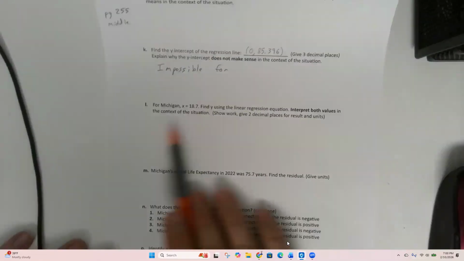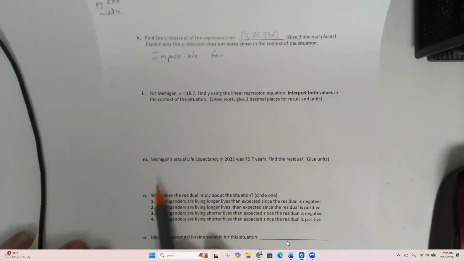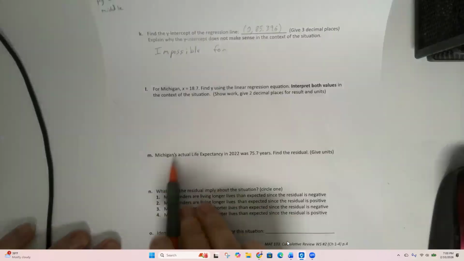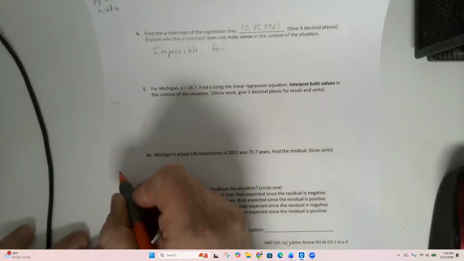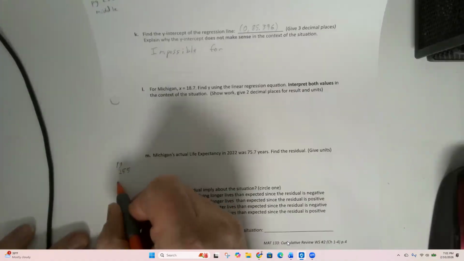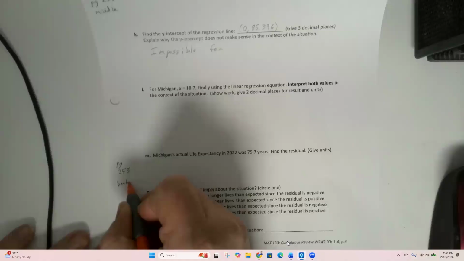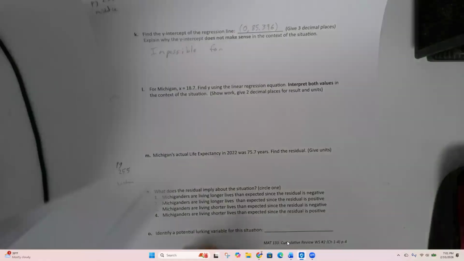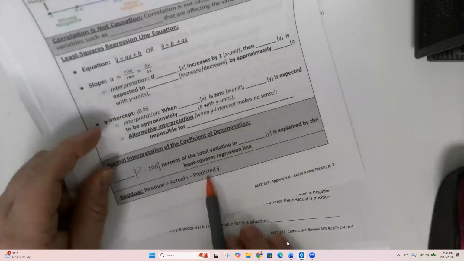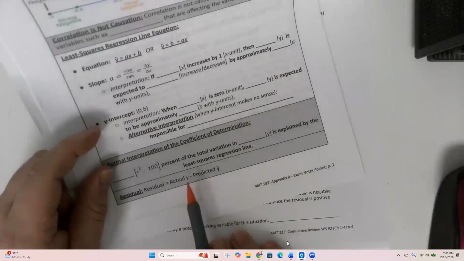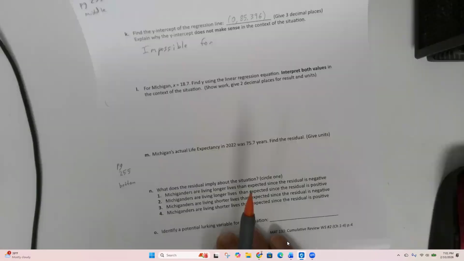I'll talk about that. This one, Michigan's actual life expectancy is this. Find the residual. Residual is at the bottom of page 255. The residual is the actual y minus the predicted y. And it could be negative depending on whether the dot is above or below the line.